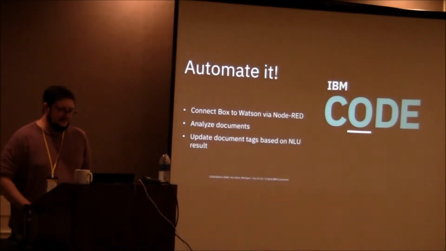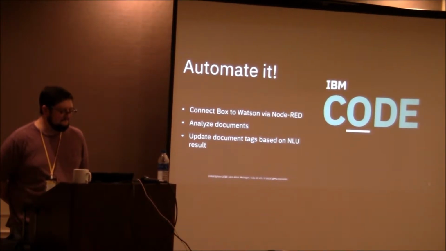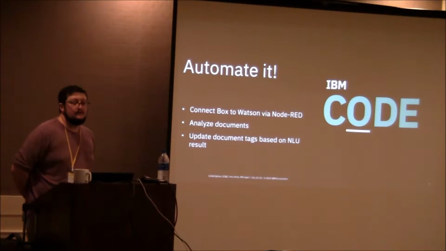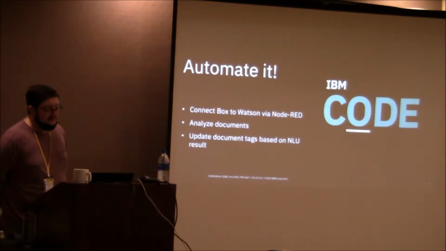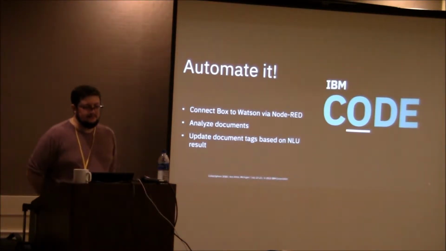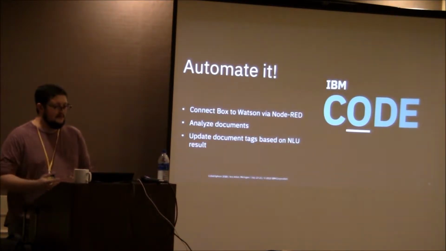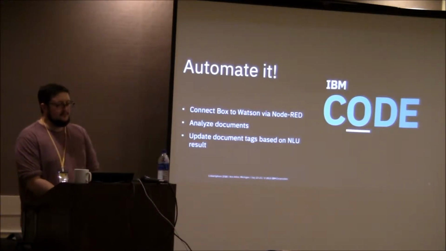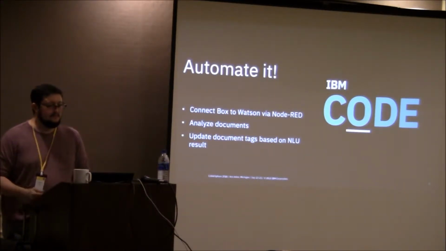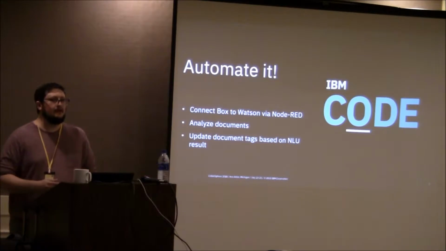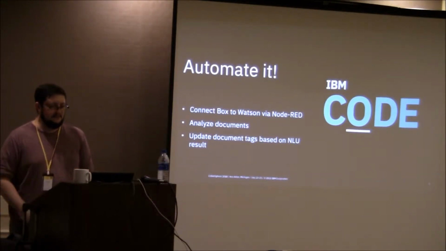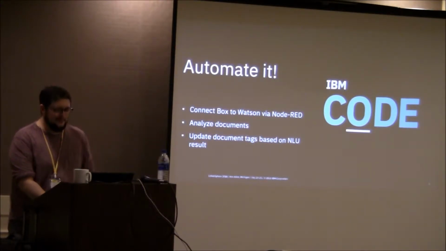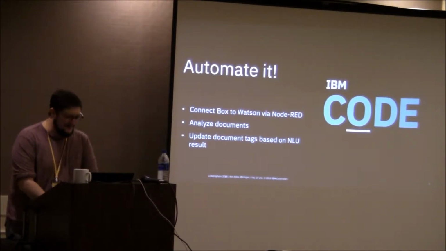And so we'll automate it. First, we're going to connect Box to Watson with Node-RED. Then we'll take the documents that we found on Box and analyze them with Watson NLU. And then we're going to go back to Box with the tags that we've gotten out of Watson and tag the files. So this portion will be me messing around in Node-RED.